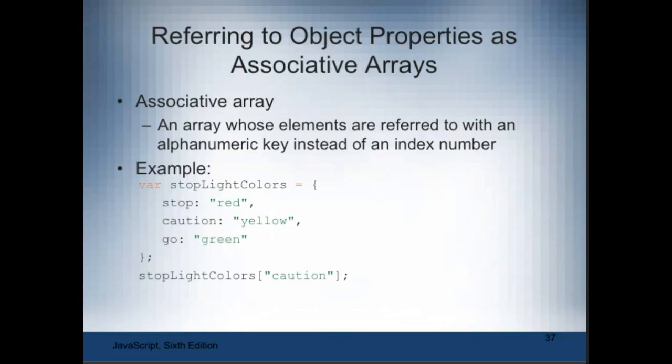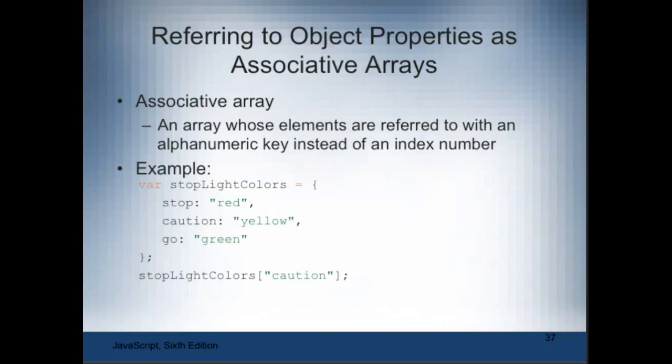JavaScript allows you to refer to object properties using associative array syntax. An associative array is an array whose elements are referred to with alphanumeric key instead of an index number. For an object, the property name takes the place of an index number when using this syntax. For instance, if you stored the stoplight colors, red, yellow, and green, in an object, it might look as follows.